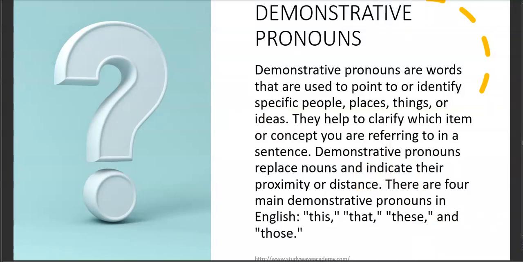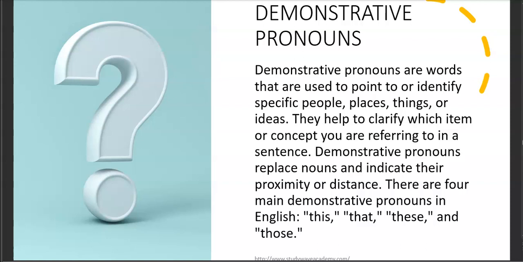With demonstrative pronouns, we want to know specific people, specific places, things, or ideas. They help to clarify which item or concept you are referring to in a sentence. Demonstrative pronouns replace nouns and indicate their proximity or distance. We have four main demonstrative pronouns. In simple terms, demonstrative pronouns are simply used to replace nouns and indicate their proximity or distance. So we want to know how far something is from you, or how far a noun is from you.